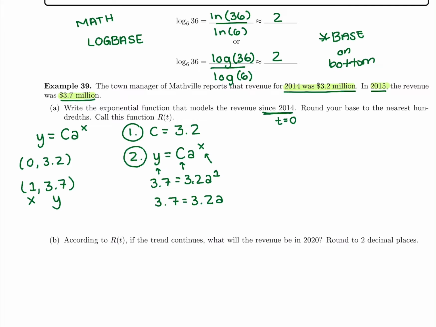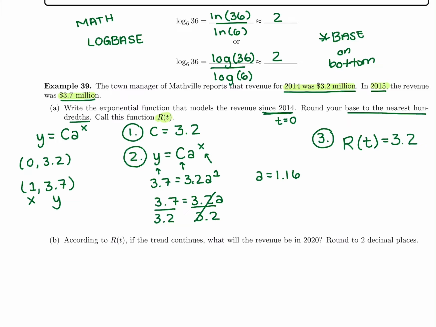We want to solve for a, and right now it's multiplied by 3.2, so we're going to divide both sides by 3.2 to get a by itself. It says round your base to the nearest hundredth, so I'm going to round to the second decimal place. Plugging into my calculator, 3.7 divided by 3.2 gives me 1.16. My last step is to write y equals c times a to the x, but here they tell us to call it r of t. So instead of writing y equals, I'm going to write r of t equals c, which is 3.2.